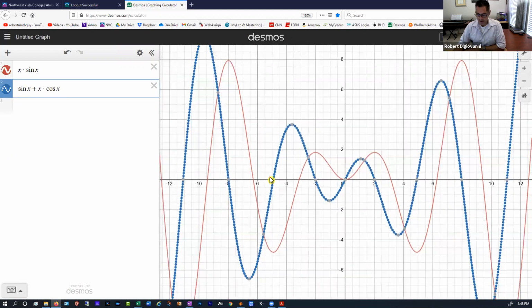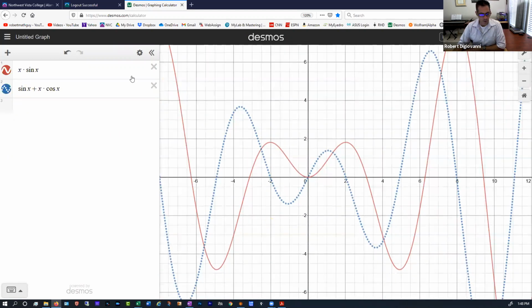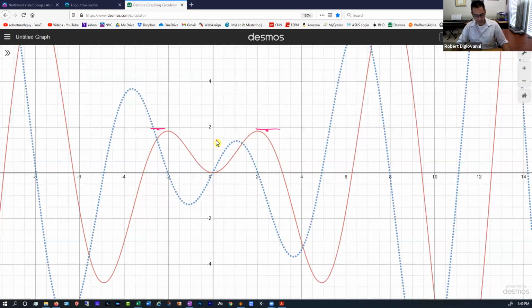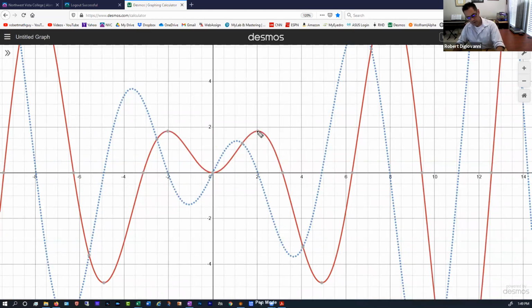All right. So let's see if this blue graph really does represent the derivative. The first thing I'm going to do is go to the red function and go everywhere I see a flat horizontal line. Here, here. You know what? Let me zoom out a little bit more. Sorry. There we go. So here I have a flat tangent line. Here I have a flat tangent line.